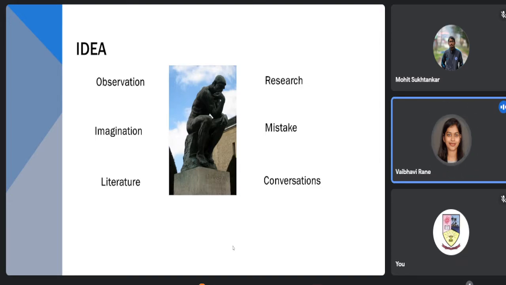The next source of your idea can be literature. Read books. Read research papers. Read works of scholars, and you might chance upon something which inspires you, which makes you work. Right? You can read sci-fi novels, which have ideas of time machines and other kinds.